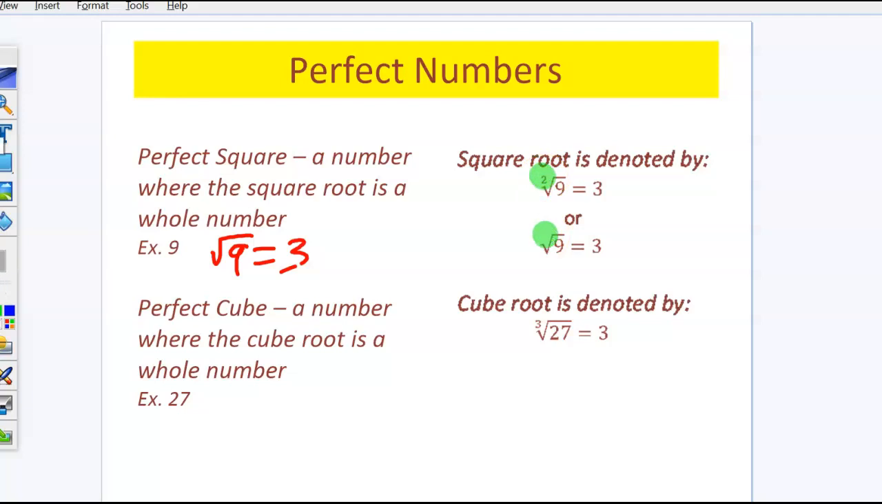A perfect cube is a number where the cube root is a whole number. So for example, the cube root of 27 would be equal to 3. And the notation right here with a little 3 inside the notch means cube root of 27.